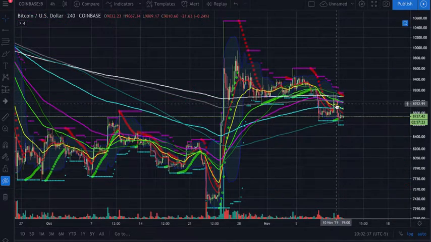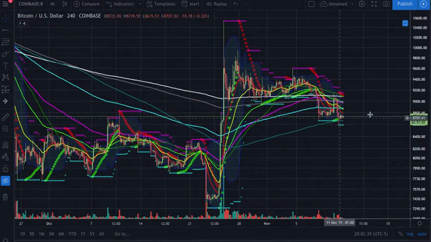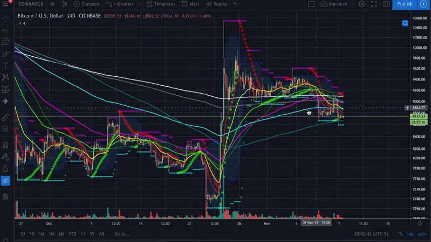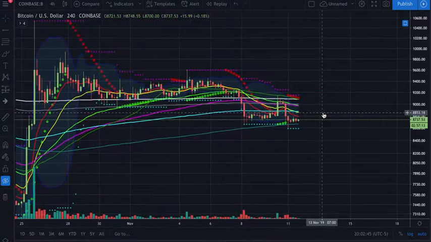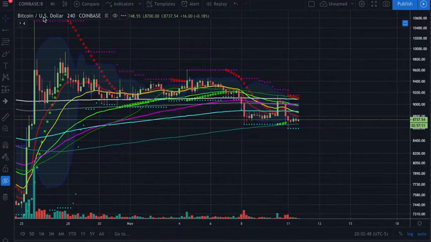And you will notice that it lines up perfectly with the moving averages. 200 simple here, 200 EMA is the lighter blue right here, and you'll see we're now below all of them except for the 200 simple.